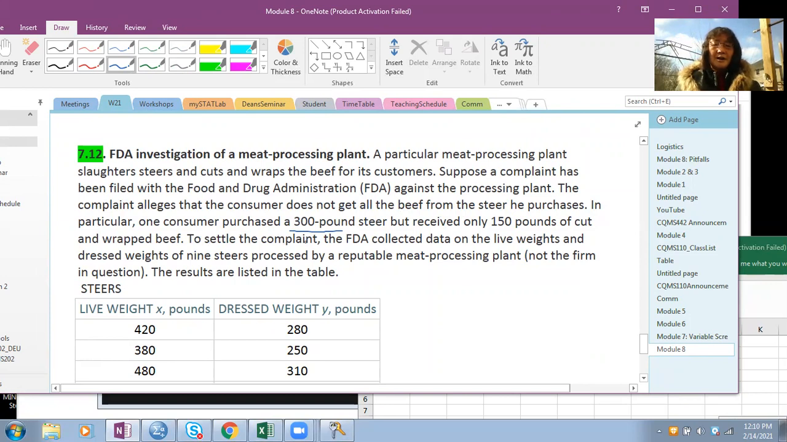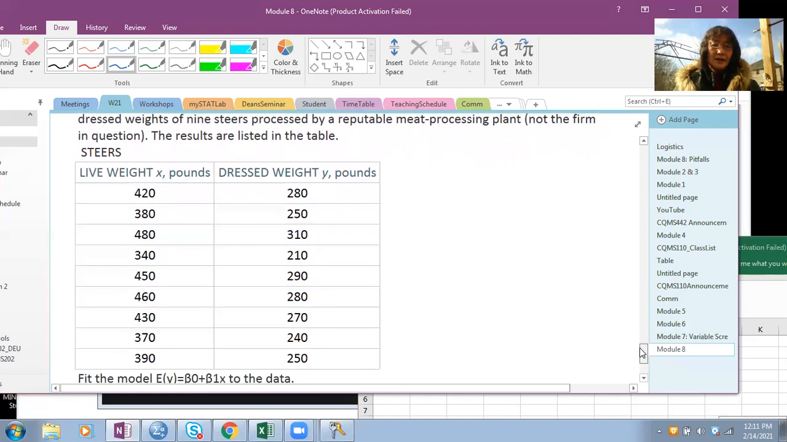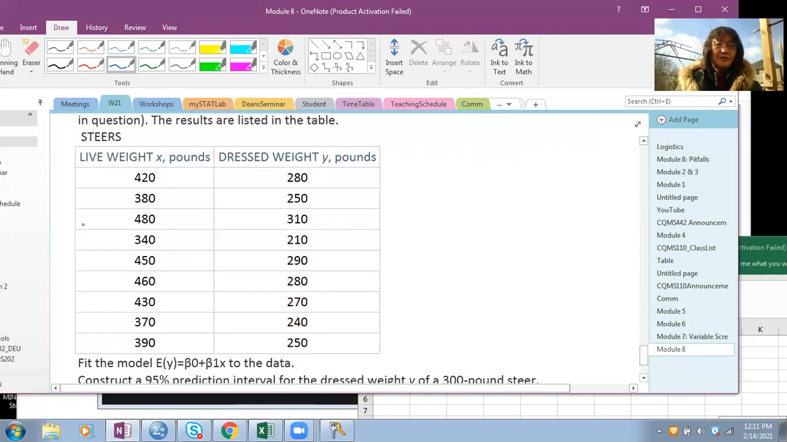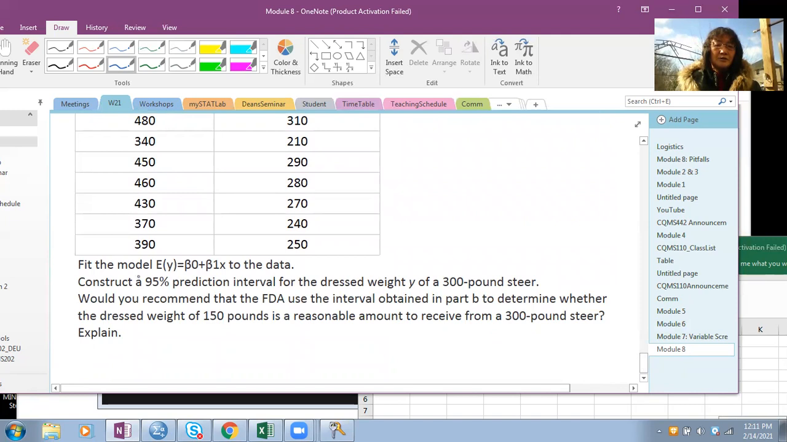To settle the complaint, the FDA collected data on the live weights and dressed weights of 9 steers processed by a reputable meat processing plant, not the firm in question. The results are listed in this table. Okay, so we have variable X, that is the live weight. We have dressed weight, that is the Y. Okay. Now the question asks you to fit the model to the data.